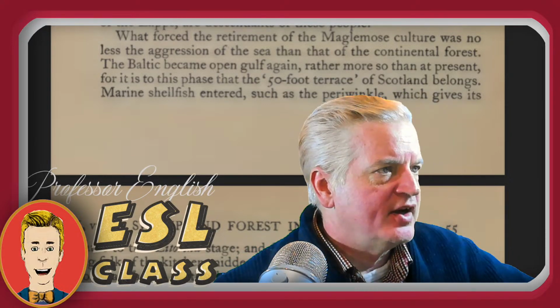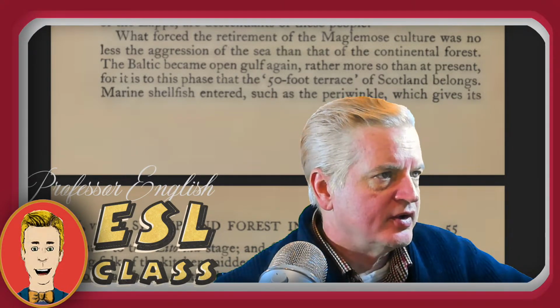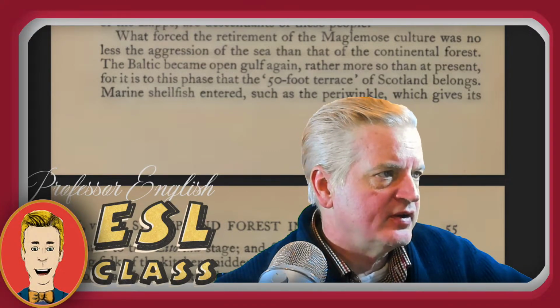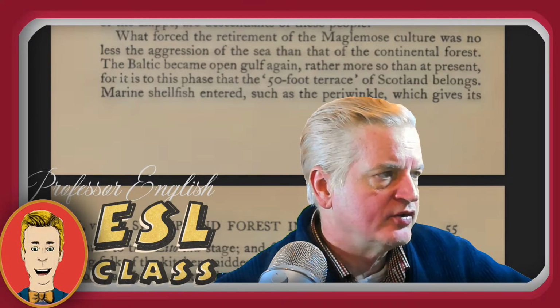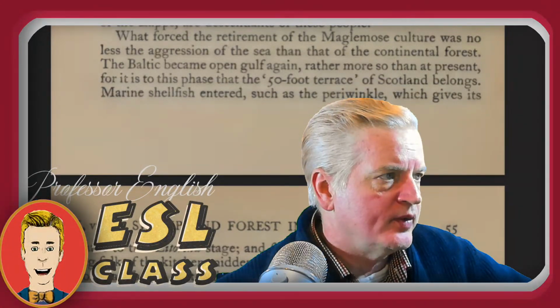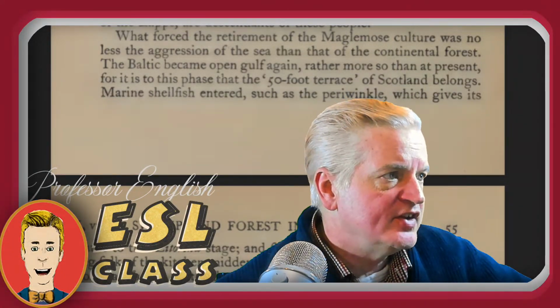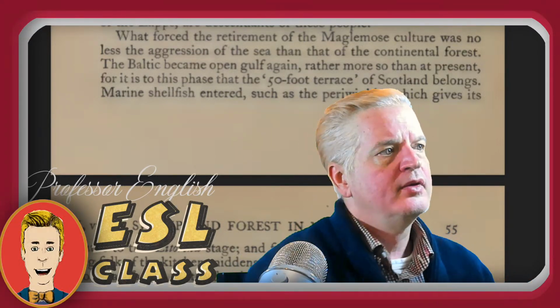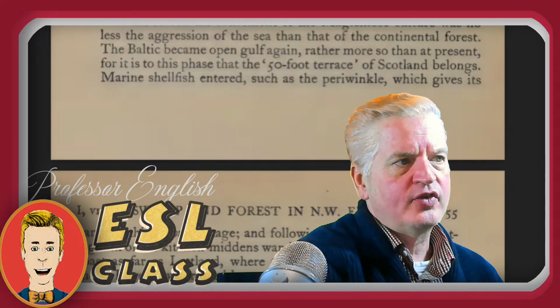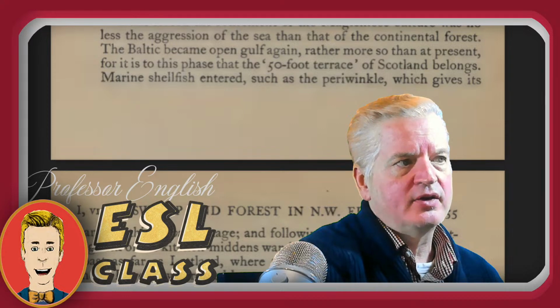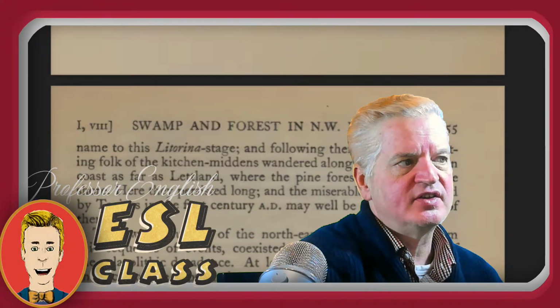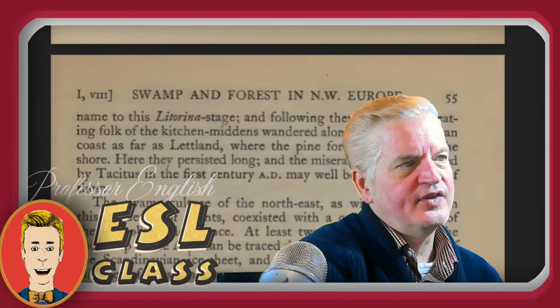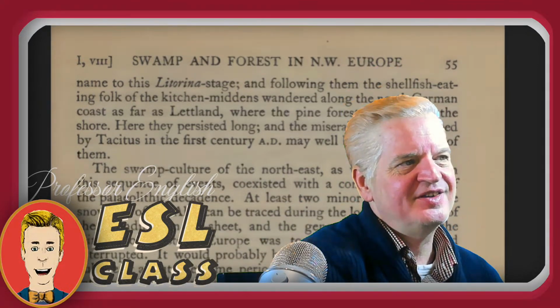What forced the retirement of the Maglemose culture was no less the aggression of the sea than that of the continental forest. The Baltic became open gulf again, rather more so than at present, for it is to this phase that the 50-foot terrace of Scotland belongs. Marine shellfish entered from such as the periwinkle, which gives its name to this Littorina stage.